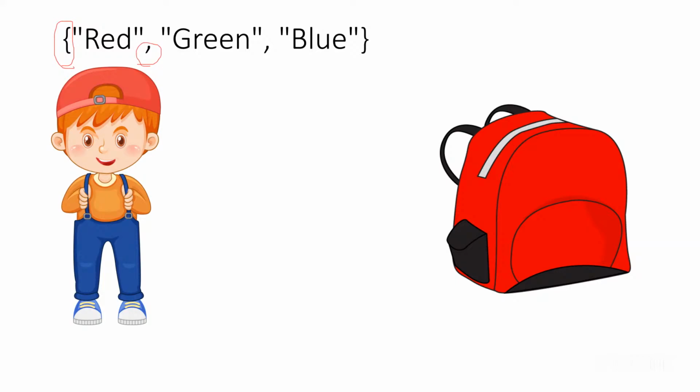Then Arav has learned a few things here. What are the things? Sets keep only unique items. That's what he understood. And they are unordered.